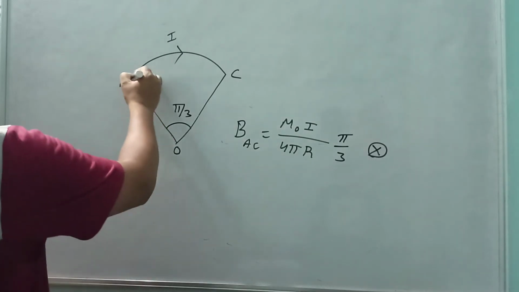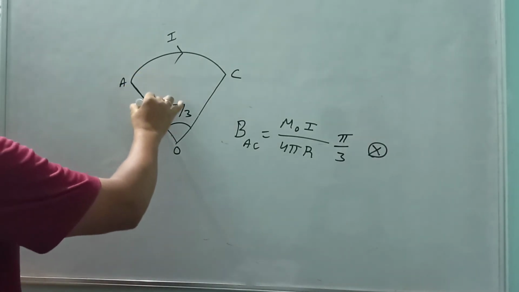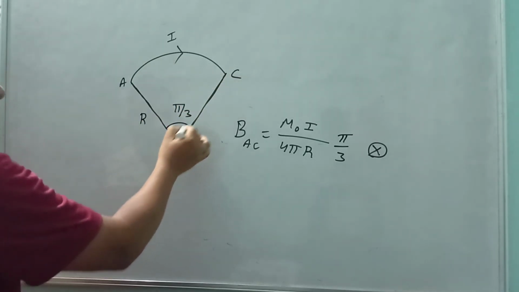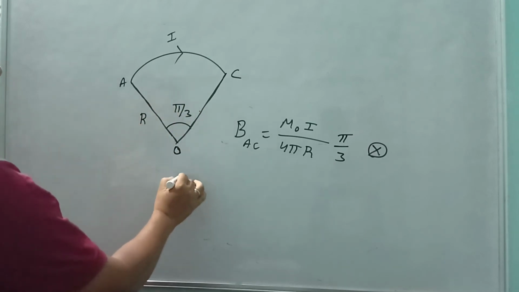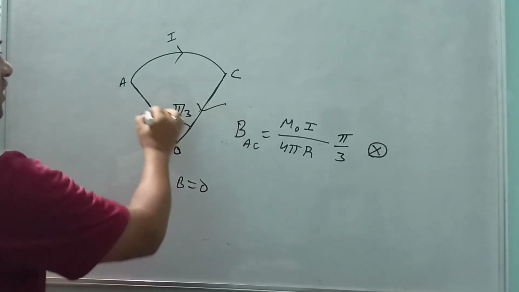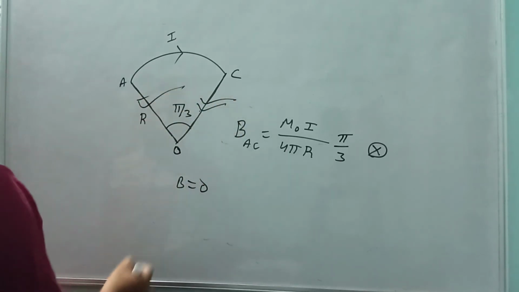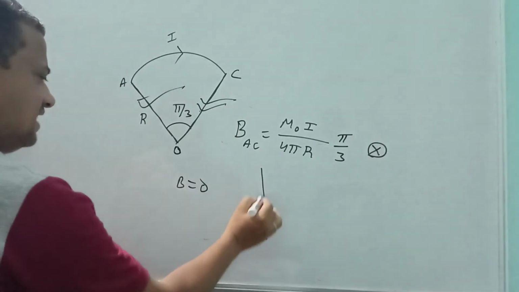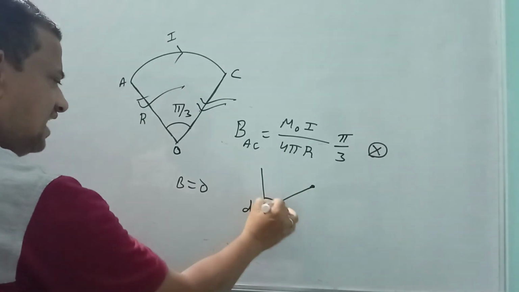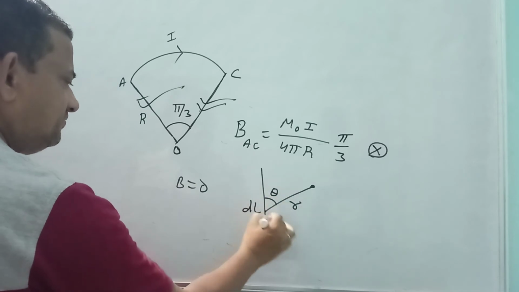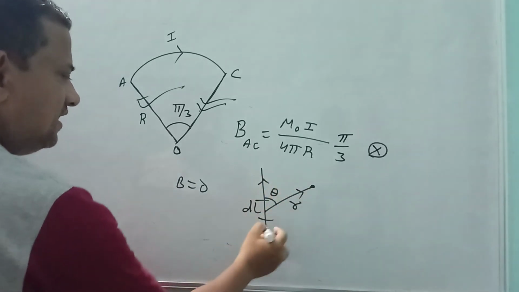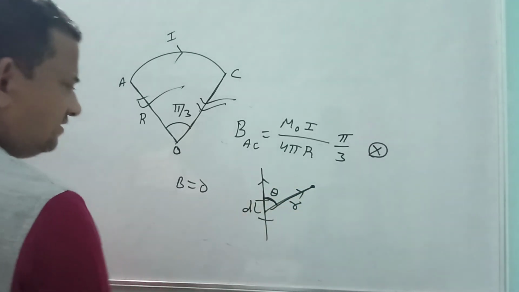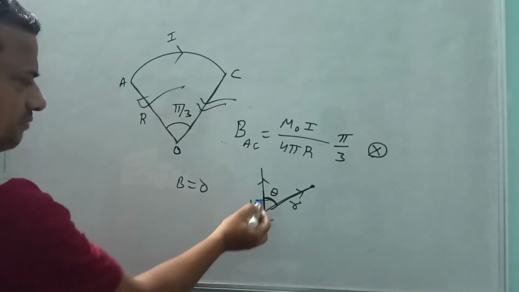But what about the straight conductor? One can ask, sir, if these are straight conductors, what is the magnetic field at O if they carry current? It is 0. B is 0 for this conductor and that conductor. Why? Just see the Biot-Savart law. This is the small element dl, this point is at distance r, and this angle is theta. Theta is the angle between this r and dl.